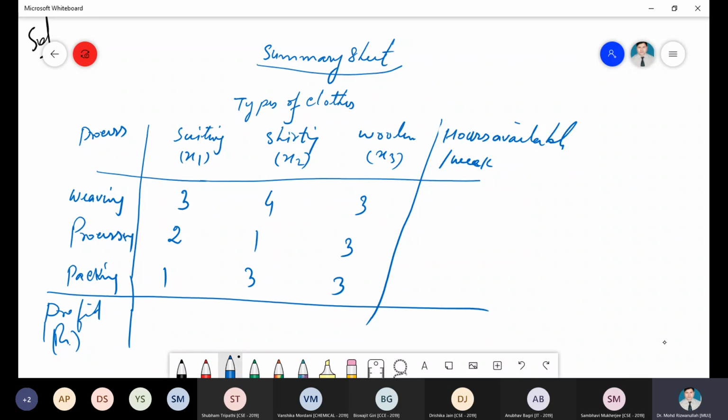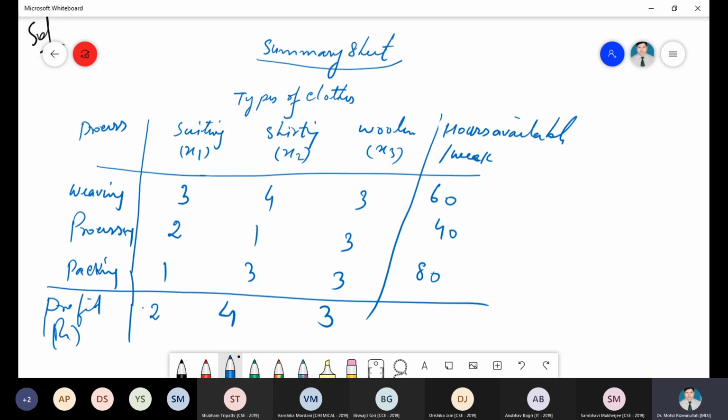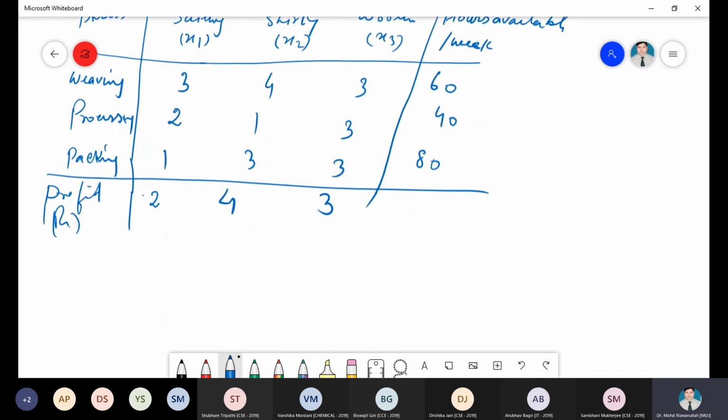So weaving, processing. Okay, we have here the hours available: 60 hours per week on weaving, 40 hours on processing, and 80 hours in the packaging time we have, right? And then the profit in rupees is given: 2 rupees, then 4 rupees, 4 rupees, and 3 rupees. So very simple one, you can convert it right now. You have to elaborate it when I ask in the exam, and this kind of problem I will also solve.